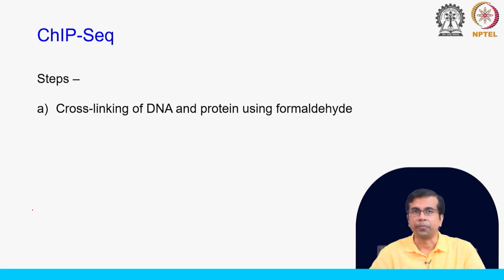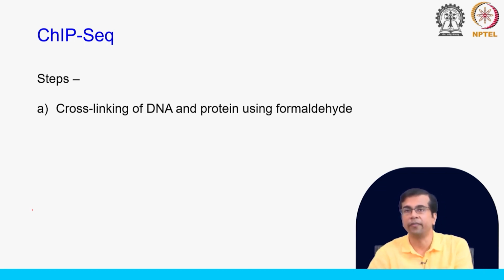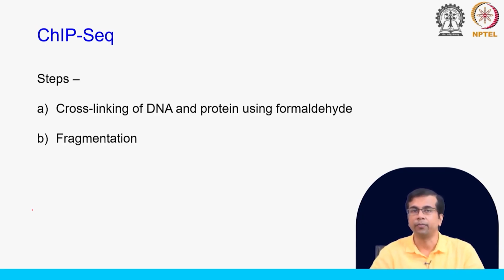Okay, so what are the steps? The first step is actually cross-linking of DNA and protein using formaldehyde. This preserves the connection between DNA and protein. At certain sites we have protein bound to the DNA, and we want to preserve those connections before we proceed to DNA fragmentation, etc., because otherwise these connections might get lost when we are preparing the sample. So the first step is cross-linking, where we preserve the connections that we want to study.